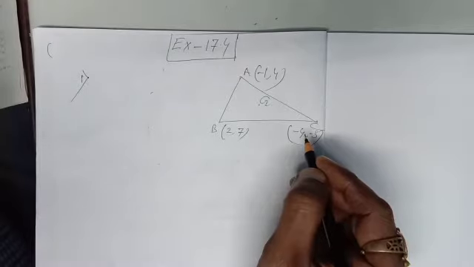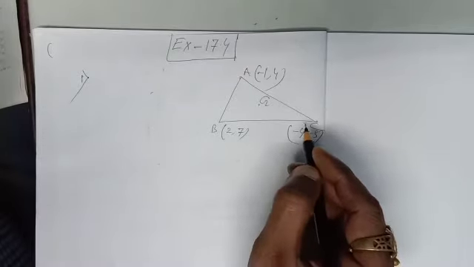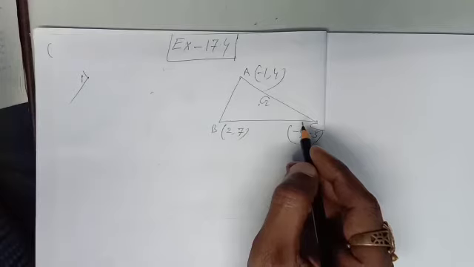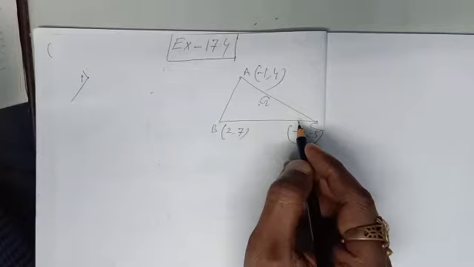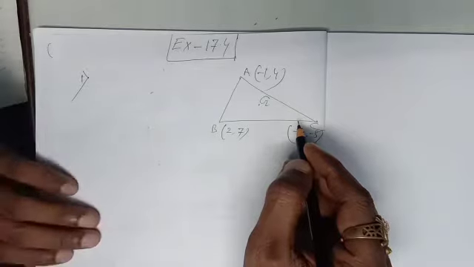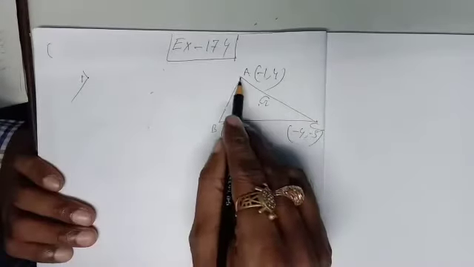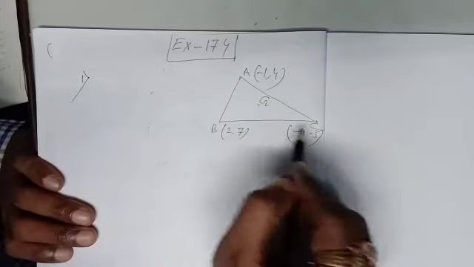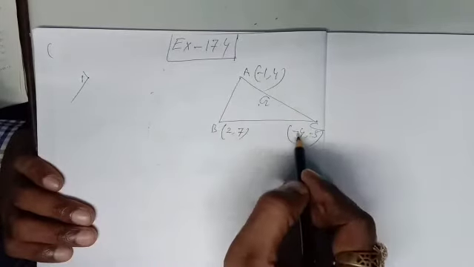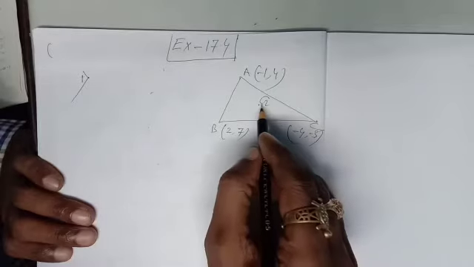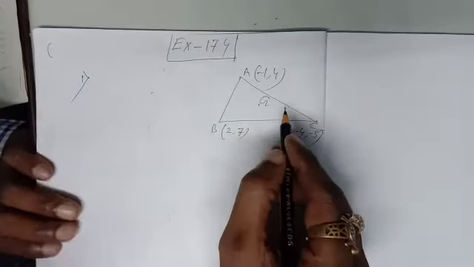Hello students, today I am going to start exercise 17.4 from the book by R.S. Agarwal. The name of the chapter is Coordinate Geometry, finding the centroid. Last class I already discussed how to find the centroid of a triangle. Question number 1: ABC is a triangle with coordinates -1, 4, 2, 7, -4, -3, and you have to find the centroid of triangle ABC.